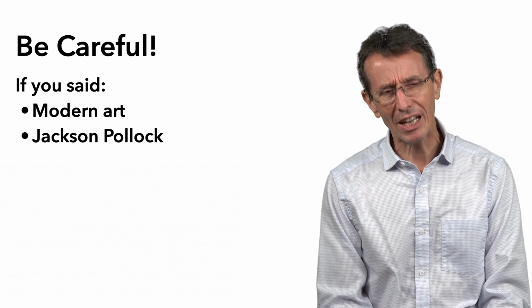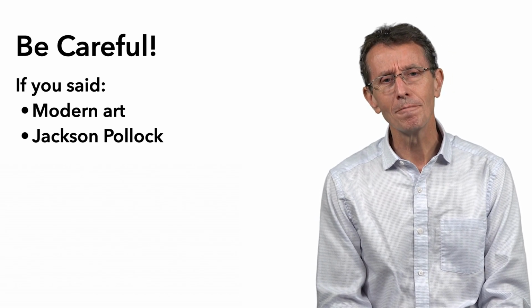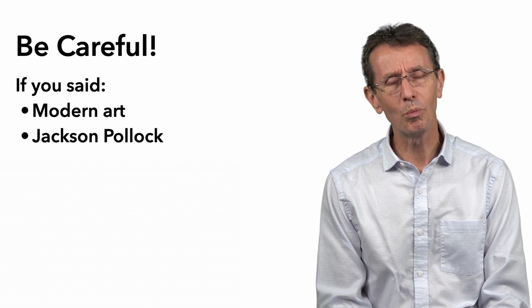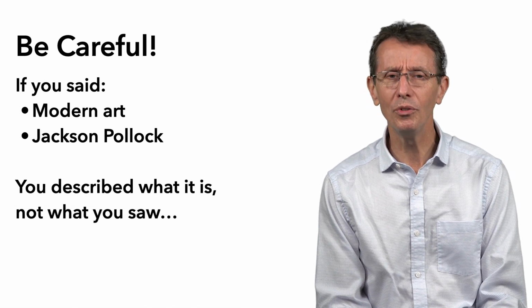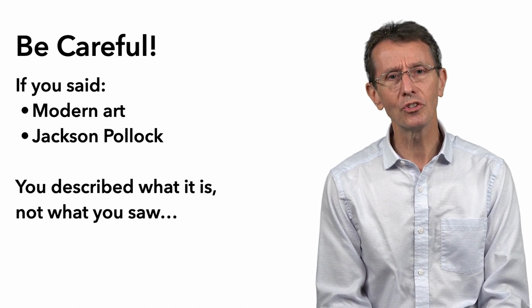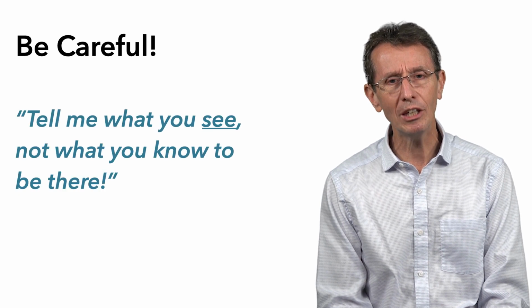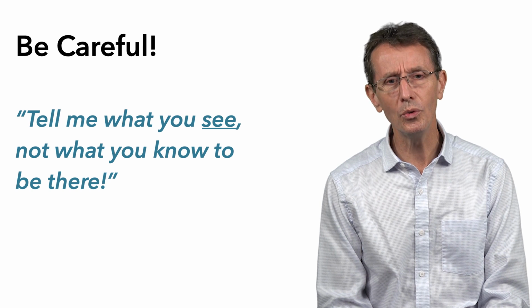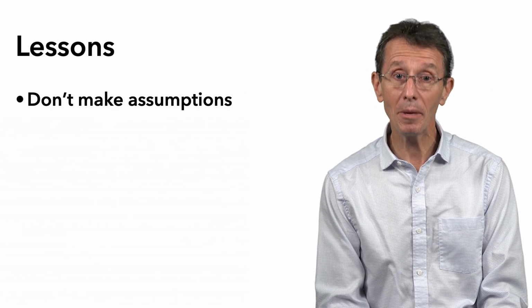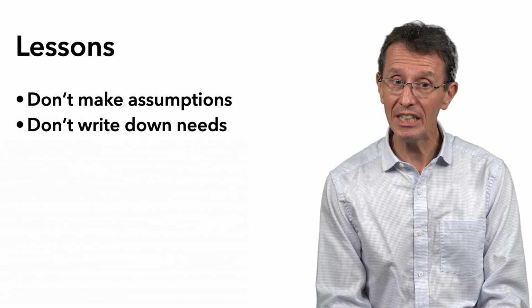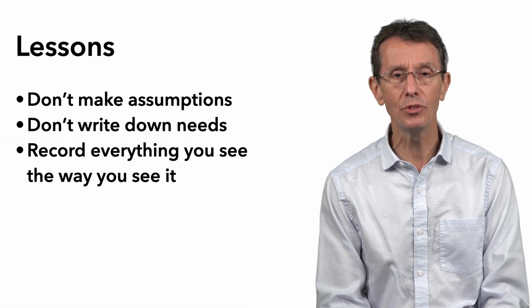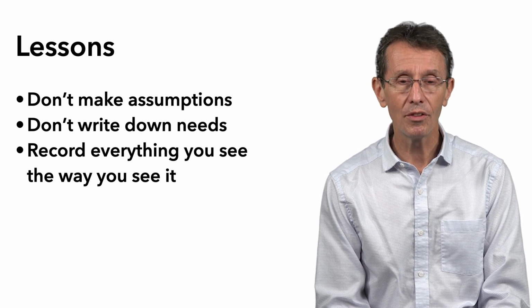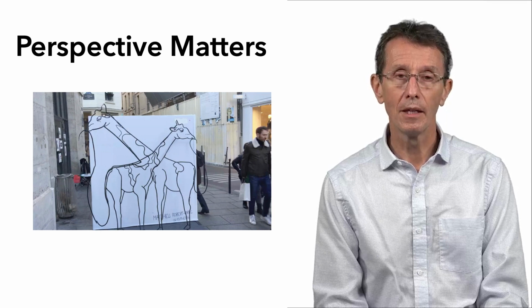But if you said that's Lavender Mist by Jackson Pollock, you didn't tell me what you saw, you told me what you knew it to be. And in observational research, it's important for you to tell me what you see, to record what you see, not what you know to be there. So don't make assumptions or write down needs yet. Just record everything you see, and most importantly, the way you see it.